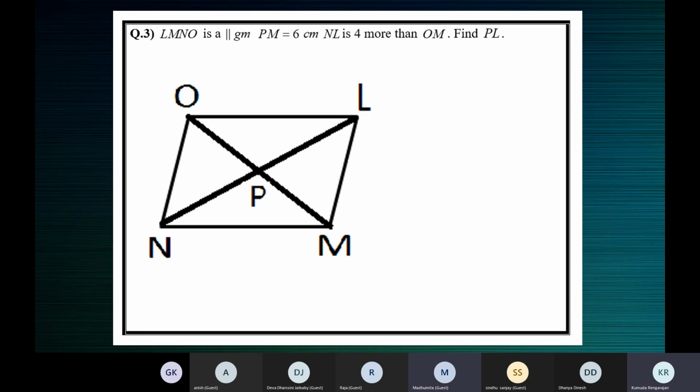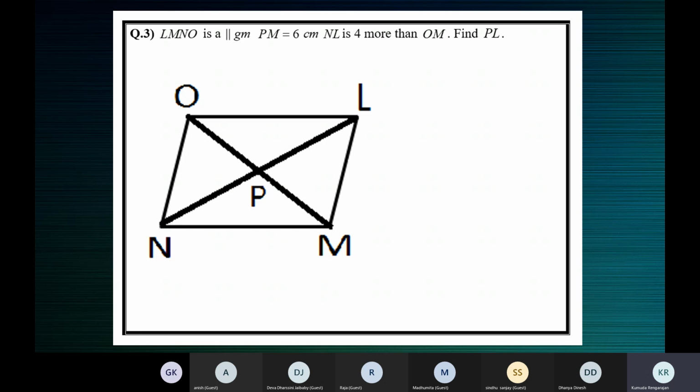Ma'am, at first I got confused when you said diagonals of a parallelogram are not equal. I thought the two halves won't be equal, ma'am, but now I get it. Very good, very good. Diagonals are unequal, meaning OM is not equal to NL. Correct? Yes, ma'am, OM is not equal to NL.